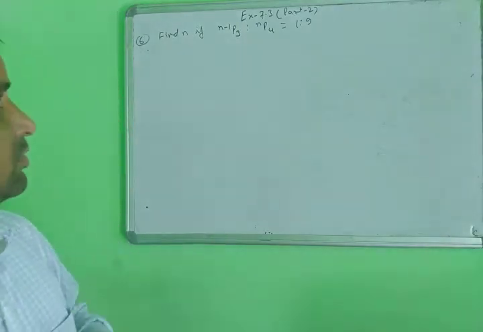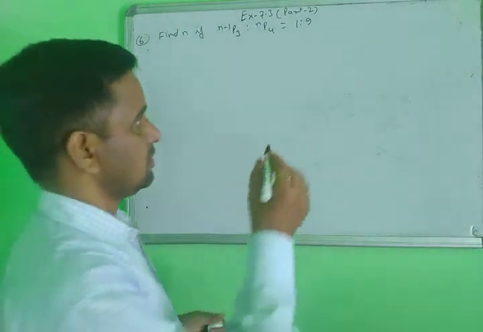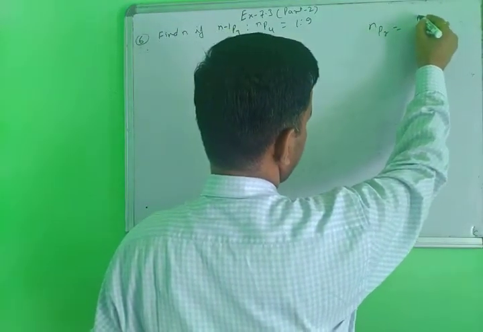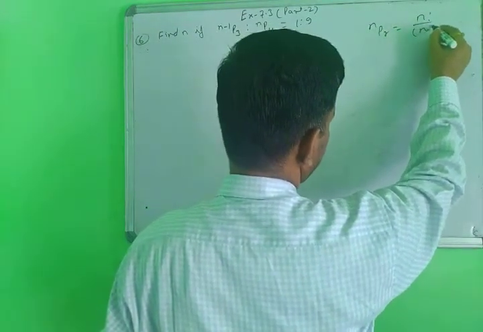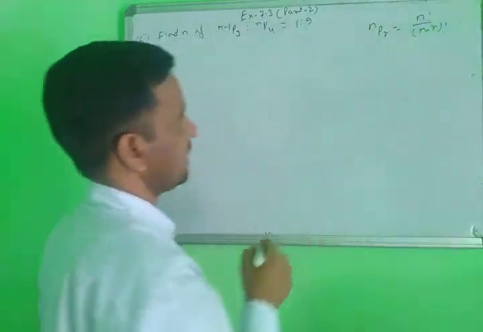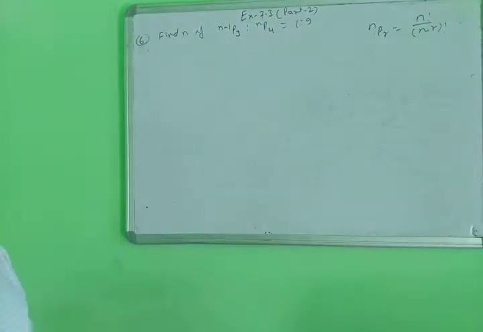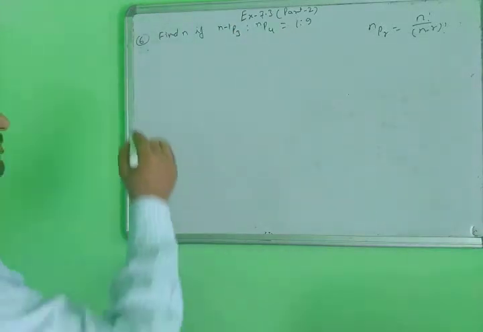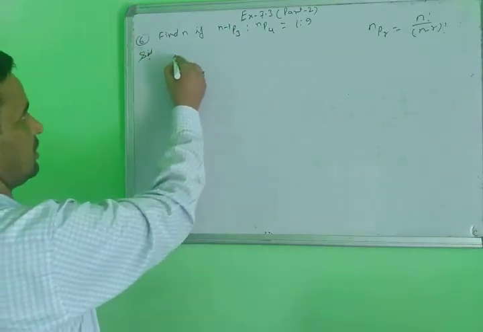First of all, this is a question of permutation. So what is the identity of nPr? It is factorial n upon factorial (n minus r). This is the identity of permutations. So then you will write according to this question. Now start the solution here.